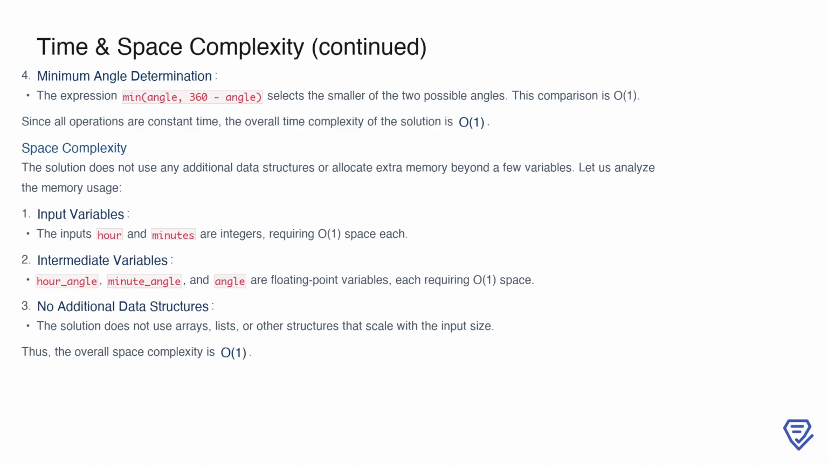Since every operation in our solution, calculating the hour and minute angles, finding their difference, and determining the smaller angle, is constant time, the overall time complexity remains O(1). For space complexity, the solution is equally efficient. We only use a few variables, the input variables hour and minutes, which require O(1) space each, and intermediate variables like hour_angle, minute_angle, and angle, all of which are floating point numbers that also require O(1) space. Importantly, no additional data structures, such as arrays or lists, are used, meaning the solution's space complexity is also O(1).